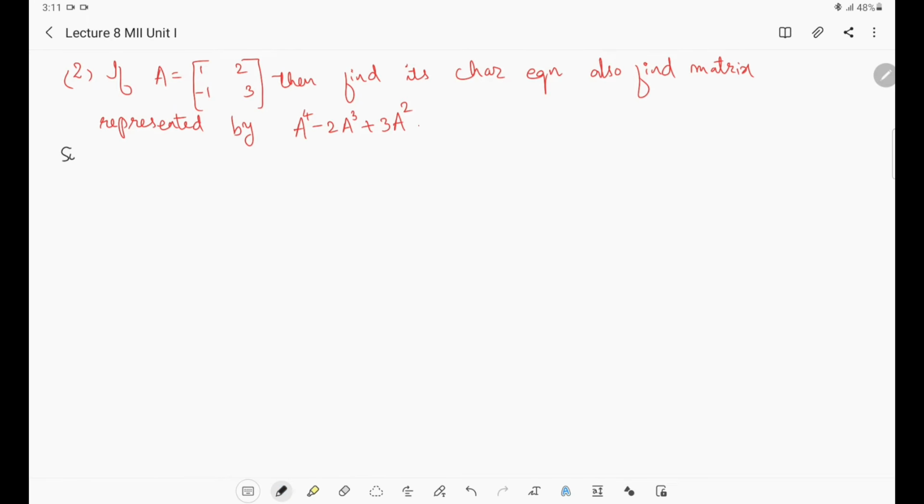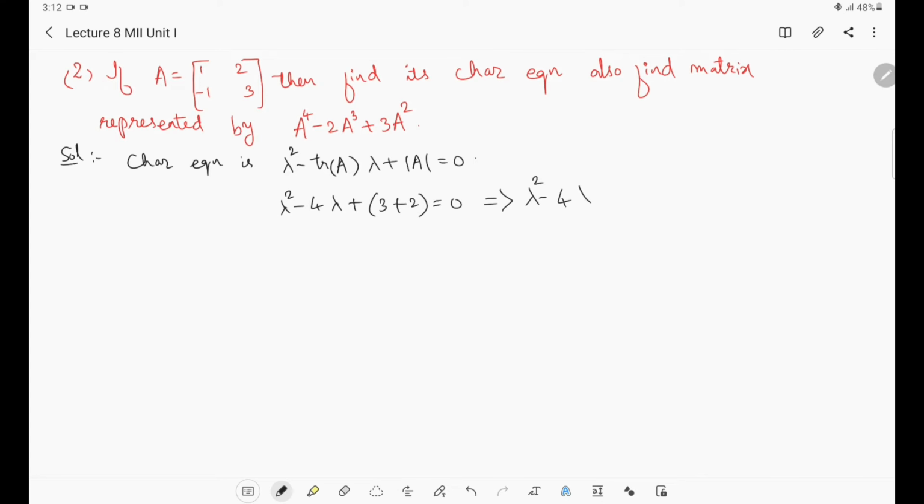In first part we have to find the characteristic equation. So already we know the formula, because it's a 2 by 2 matrix, lambda square minus trace of A into lambda plus determinant of A equals 0. Lambda square minus, what is trace of A? 1 plus 3 is 4, minus 4 lambda plus determinant, 3 minus of minus is plus, into 2, equal to 0. Just simplify this, what we will get? Lambda square minus 4 lambda plus 5 equal to 0.